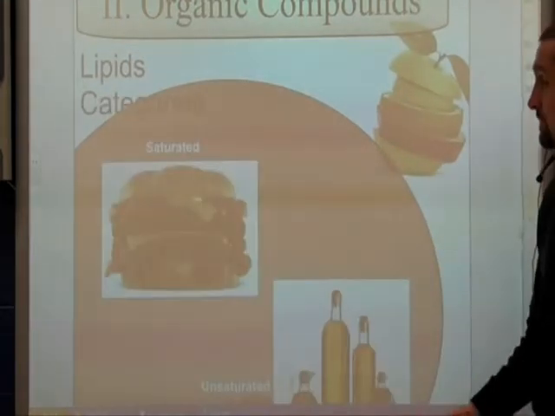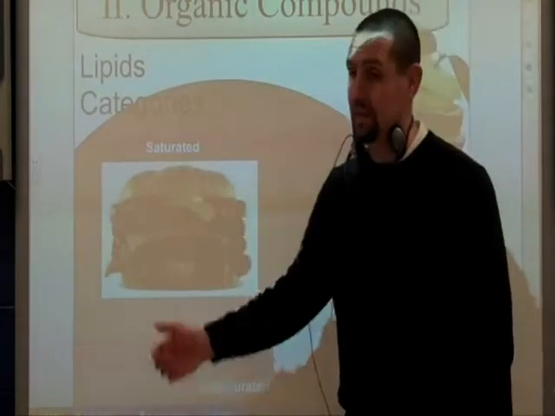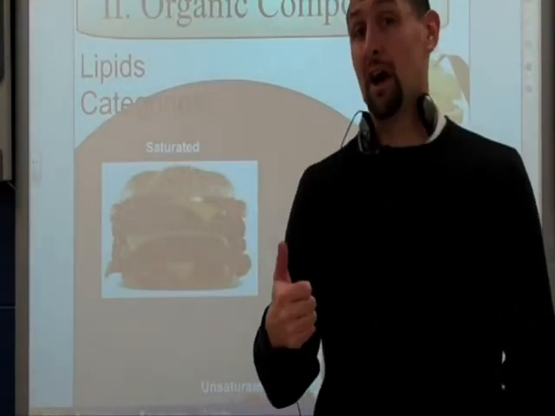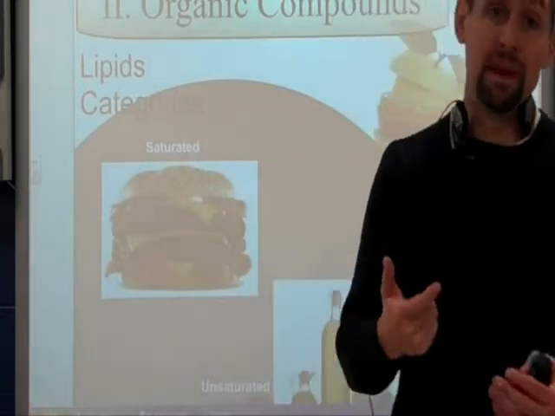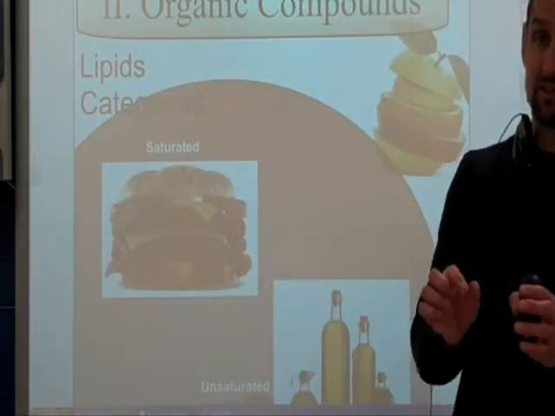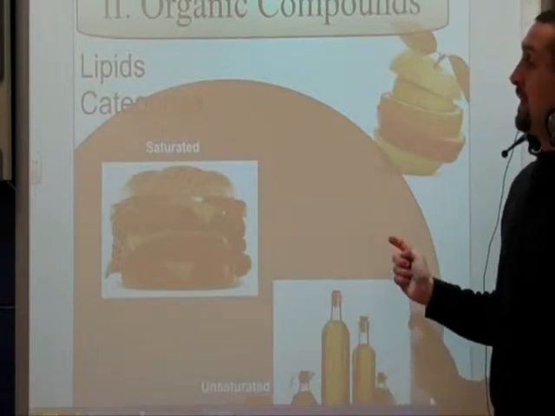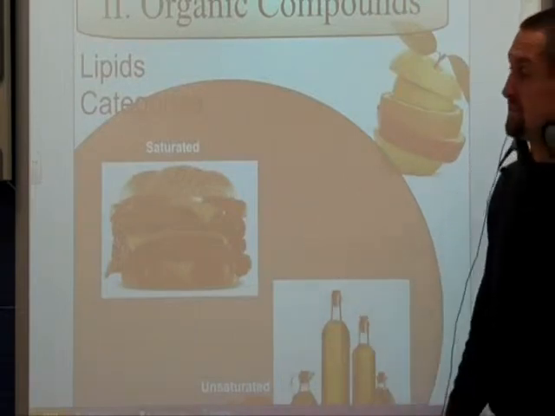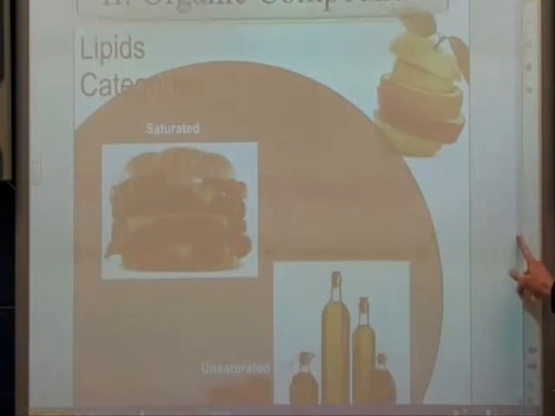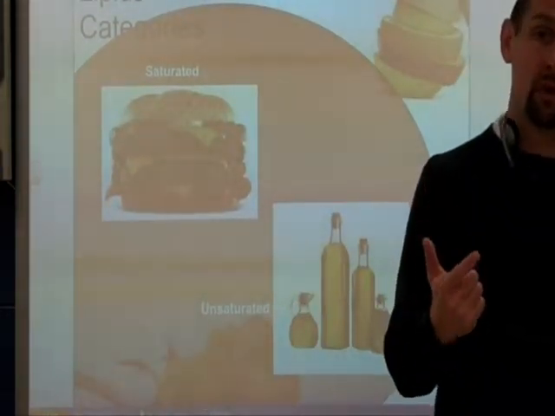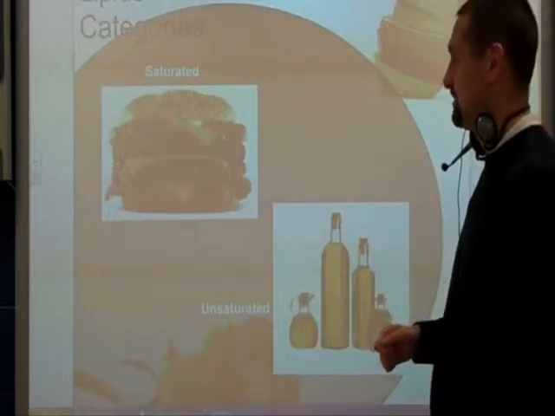So saturated fats are typically animal products, like butter. They're typically solid at room temperature, like bacon fat. You can think of the strips of bacon, solid at room temperature, and from animals. Unsaturated fats are things like oils. They're from plants. They're liquid at room temperature.